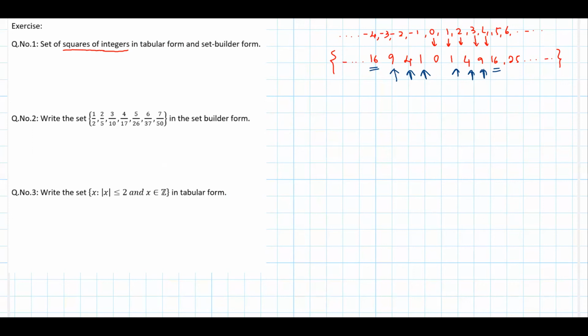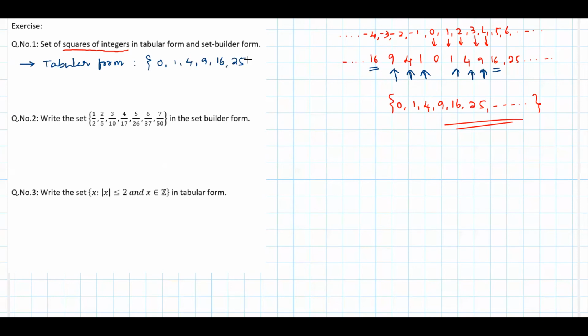So what we do here is eliminate the duplicates and write the set. All right, so the set is 0, 1, 4, 9, 16, 25, and so on. So it's an infinite set. Okay, so this is the tabular form. Just update this information here. Tabular form is 0, 1, 4, 9, 16, 25, and so on, comma separated, and keeping this in curly brackets.